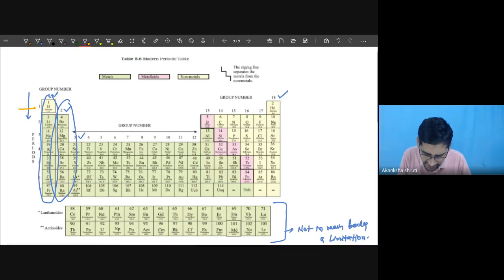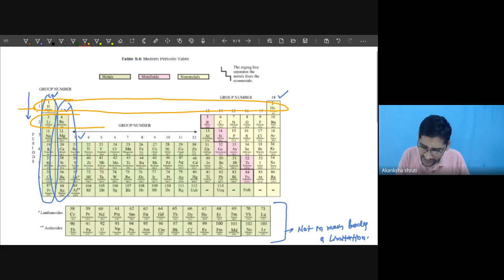Means this way, this one, and which will fall in this? It will be the 2 only. Okay. Another coming to the second period, it will be this one. Coming to the third, so on. Coming to the fourth, it is this one.